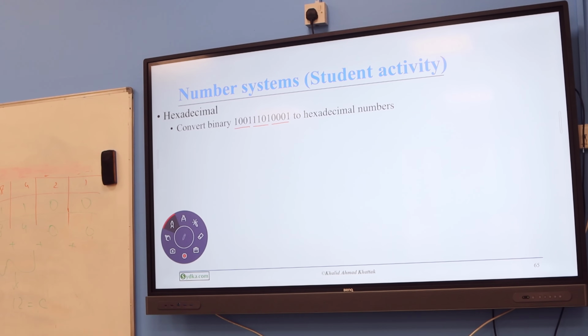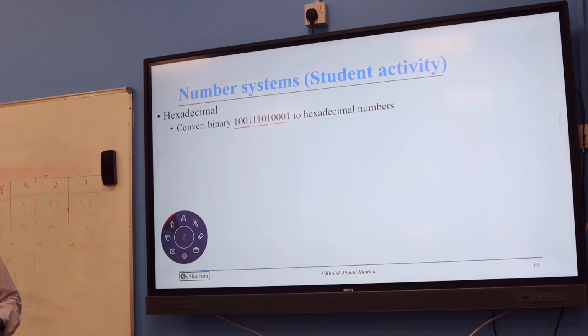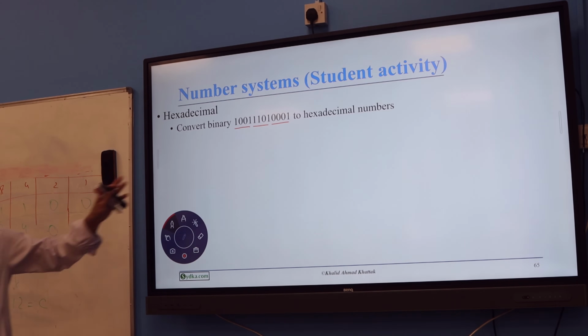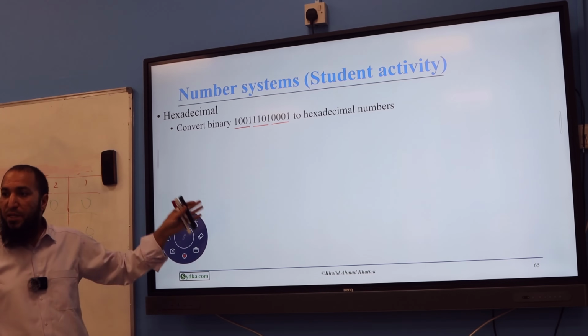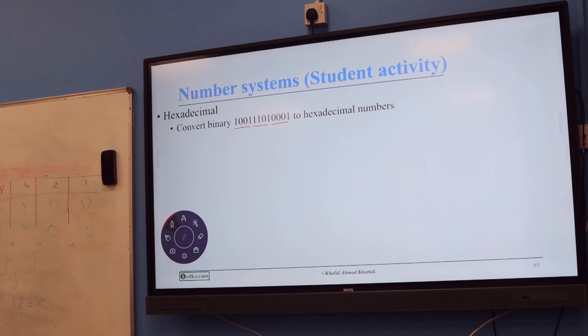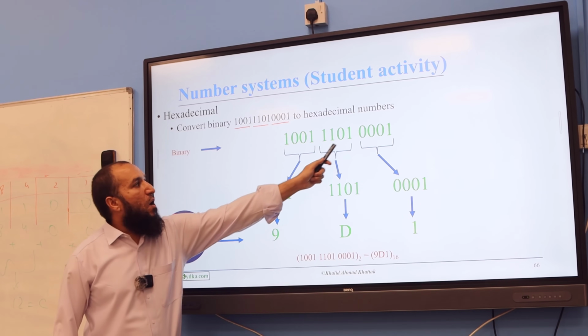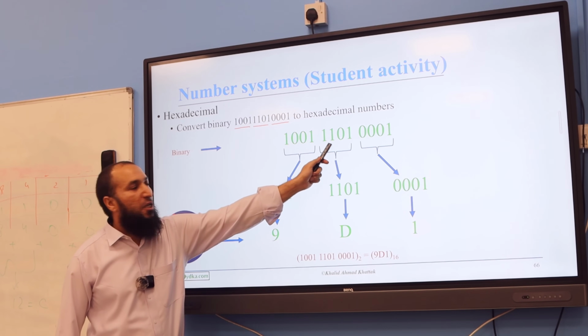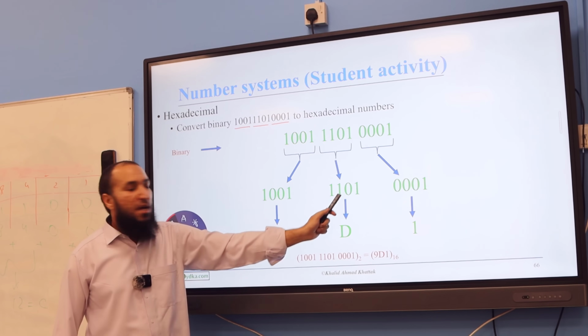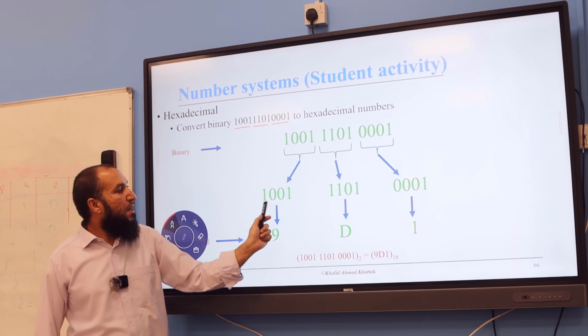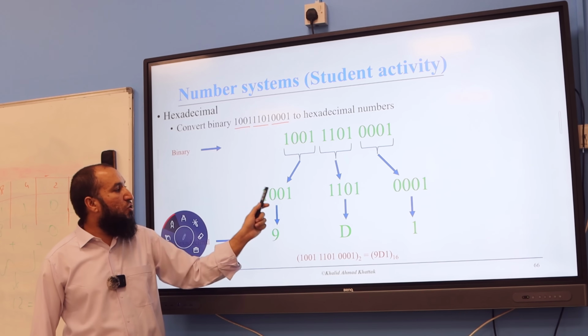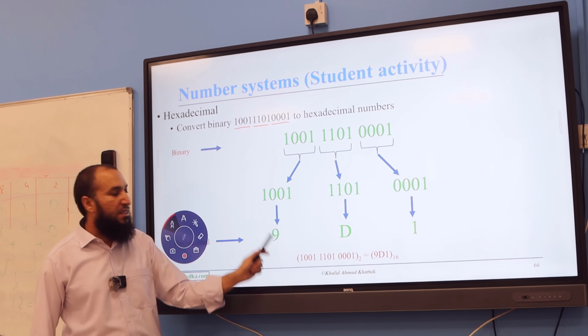Always in 4. If it's not, then you have to add zeros to make it 4 bits. So it has to be either 4 bits, 8 bits, 12 bits, 16, like this. Because each 4 bits is equal to 1 hexadecimal number. This one is 1, 0, 0, 0, 1. This one is 1, 2, 4, 8. So 8 plus 4 plus 1, 13. 13 is equal to D. I used your method like before. Exactly. 1, 2, 4, 8. 1 plus 8 is 9.